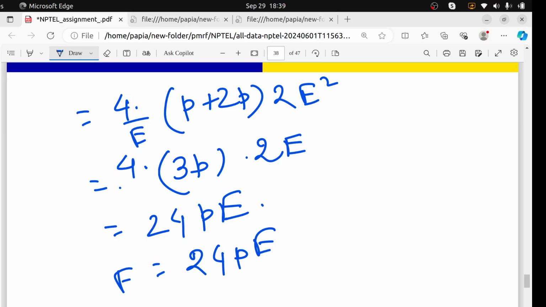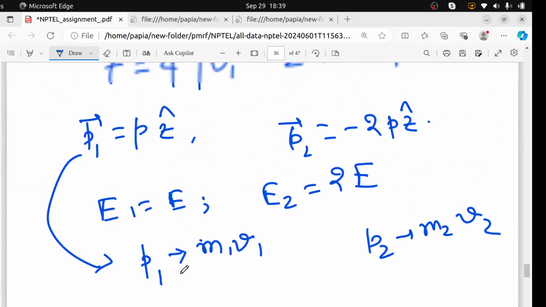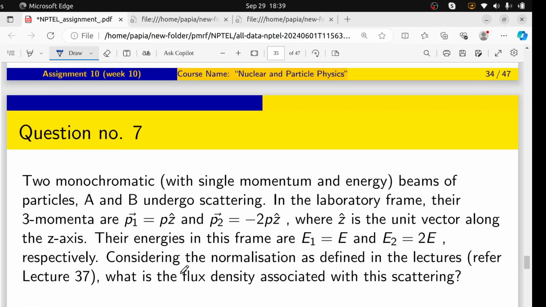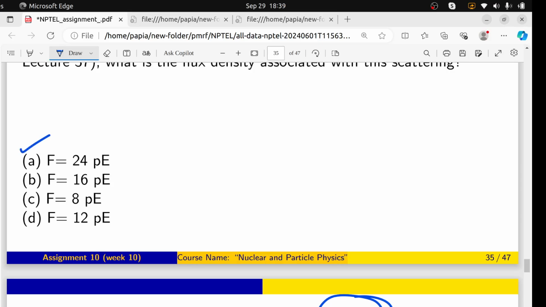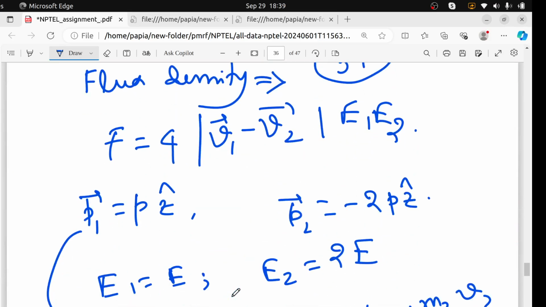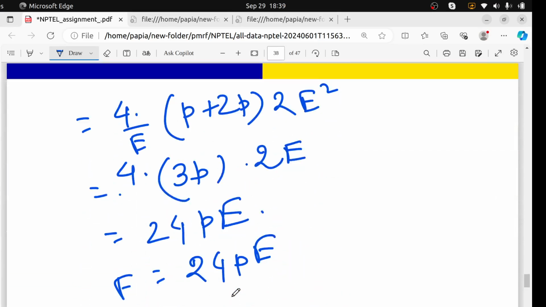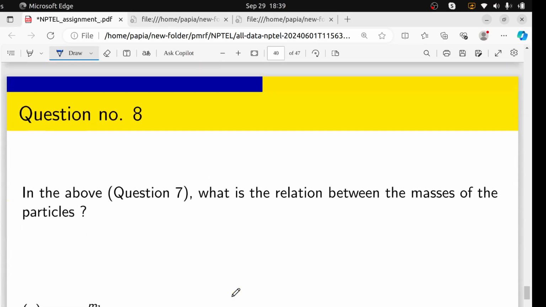I have seen in your this year's assignment number 10, a similar question is given, but I think they have changed the P1 and P2, E1 and E2 values. So accordingly we can see what will be the correct result for this question. Okay, so for this case it is 24 PE, option A. But obviously, according to your convenience, you can see which one is the correct option for your assignment.